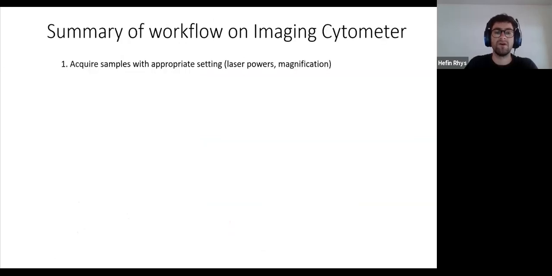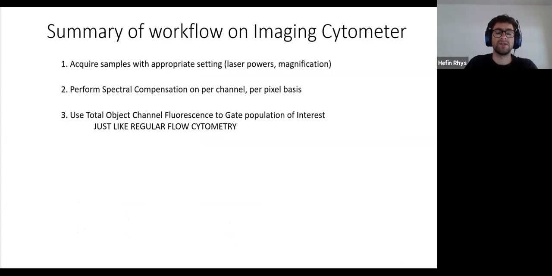So a summary of a workflow of an experiment for imaging cytometry. Once you've acquired your samples with your appropriate settings, so your laser powers and your magnification, you perform your fluorescence compensation. And you may want to start by using total fluorescence to gate populations of interest. What I mean by this is you may gate on whatever is DAPI negative, CD45 positive, and CD3 positive. So just gating on populations based on the total cell fluorescence, just like in regular cytometry.